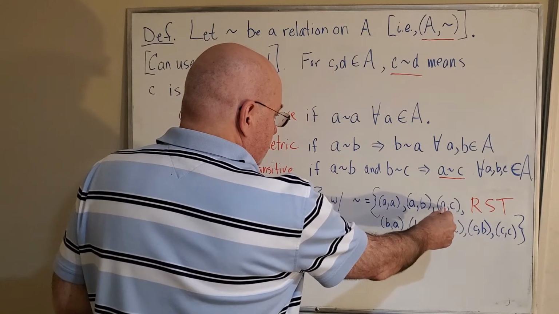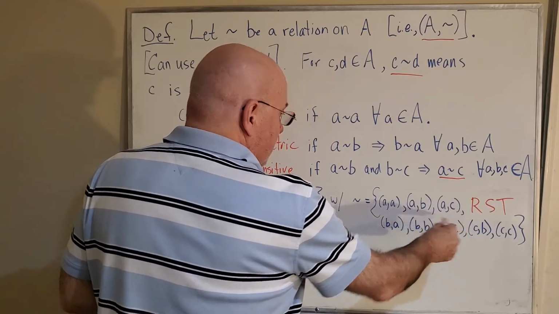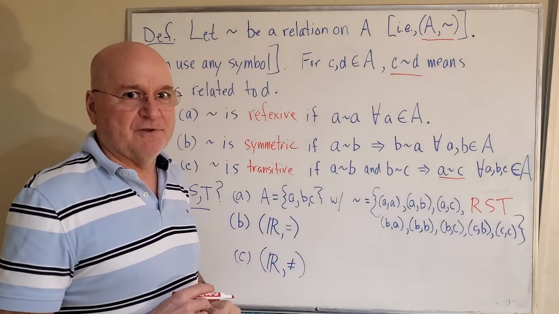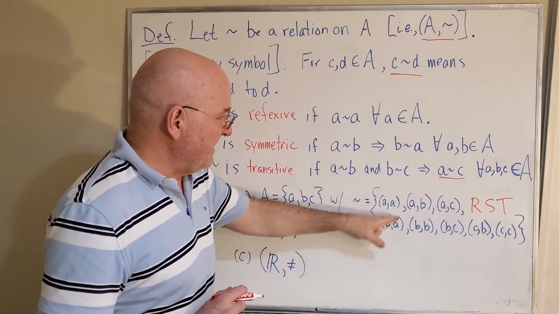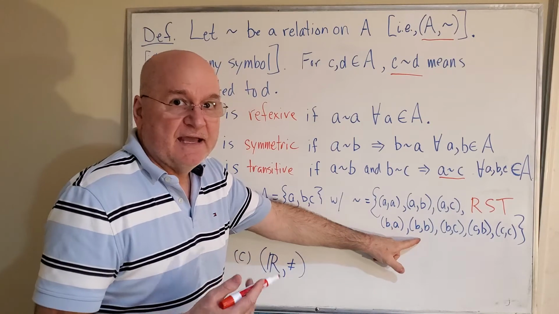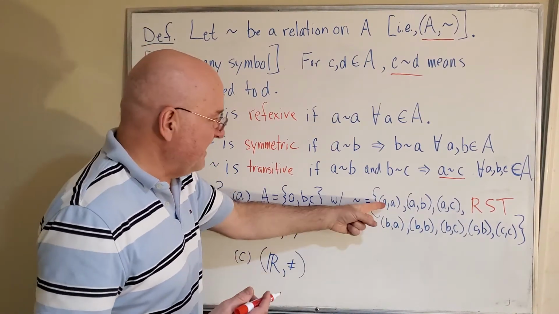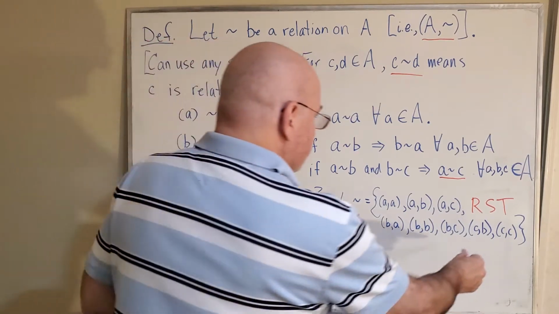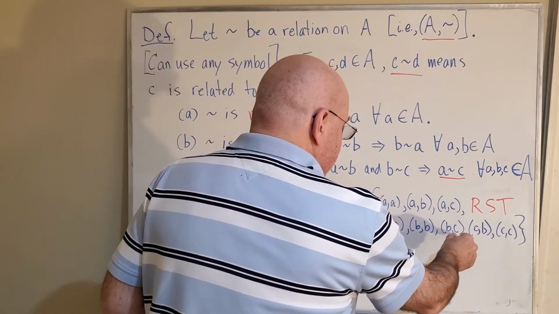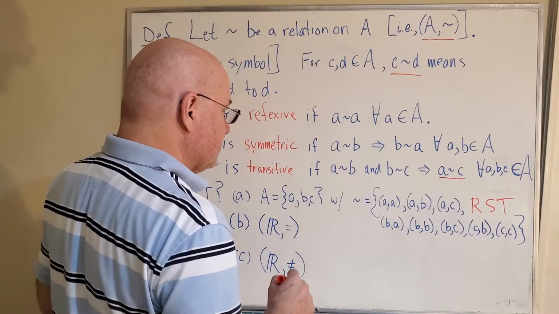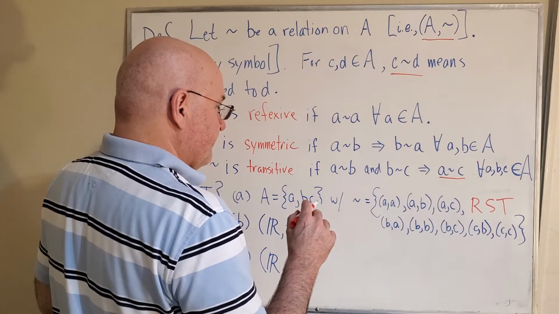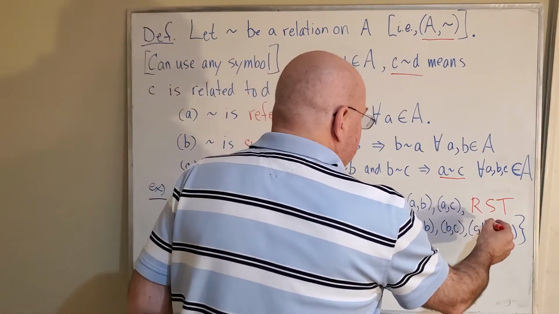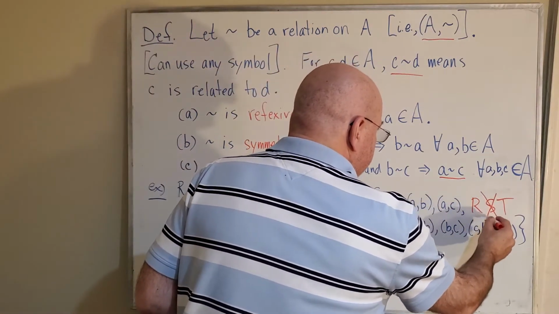AC? Is there a CA? No, there's not. I picked the one that was going to cause the problem. BA has AB. Well, BB has BB. AA has AA. CB has BC. Which one did I say was the problem? AC does not have a CA, so it is not symmetric.